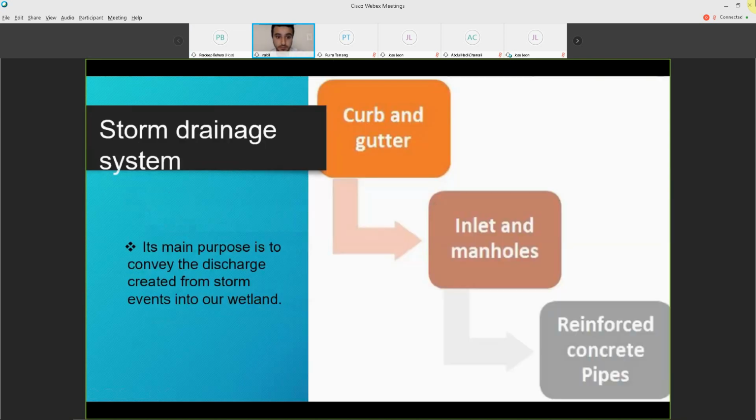For our storm drainage system, it starts at the curb and gutter, which flows to the inlet and manhole, and finally to the reinforced concrete pipes. Its main purpose is to convey the discharge from the storm events to our wetland. Next slide, please.